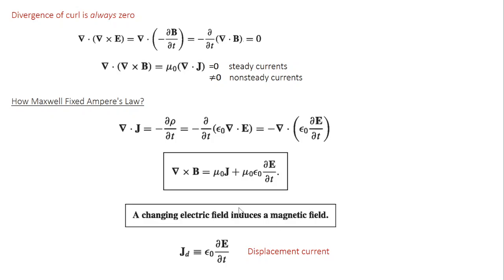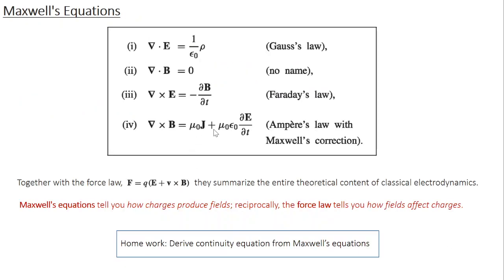Now, using Maxwell's correction, we can write all the four equations again. So the first equation remains unchanged. Second equation remains unchanged. Faraday's law remains unchanged. Ampere's law gets the modification now. It's known as Ampere's law with Maxwell's correction: curl of B equal to mu naught J plus mu naught epsilon naught dou E by dou t.